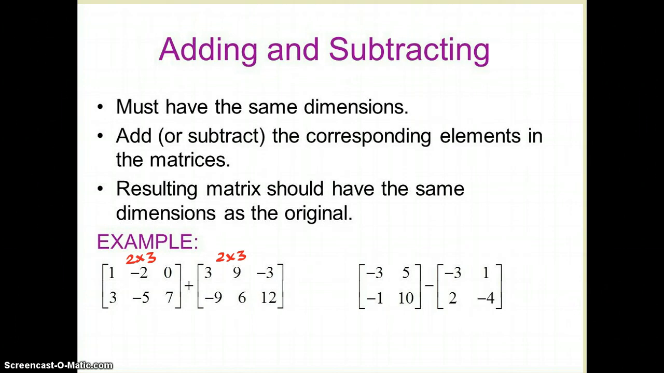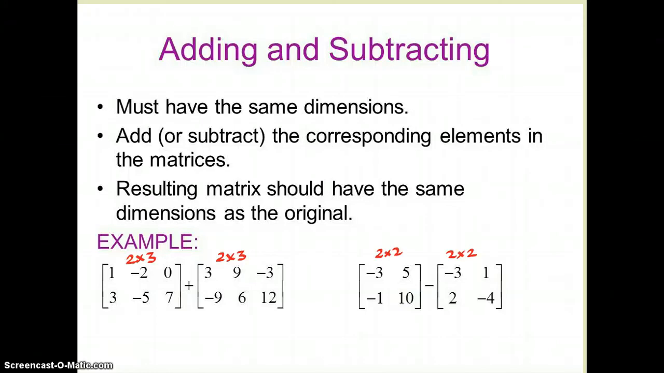In my second example, you'll notice that the matrices both have 2 rows and 2 columns. So we would call those 2 by 2 matrices. Secondly, when we get ready to actually do the addition or subtraction of our matrices, we are simply going to add and subtract the corresponding elements in the matrices. So in other words, the element that's located in row 1, column 1 of the first matrix will be added or subtracted, depending on your operation, to the element that's in row 1, column 1 of the second matrix.